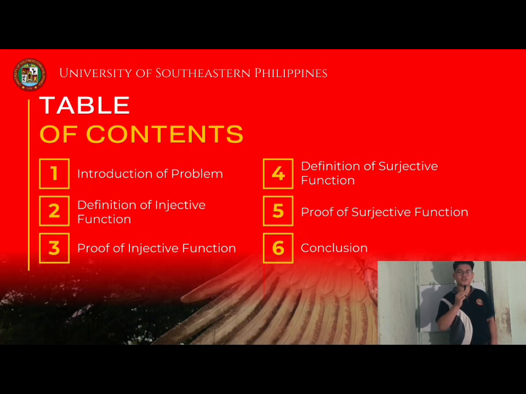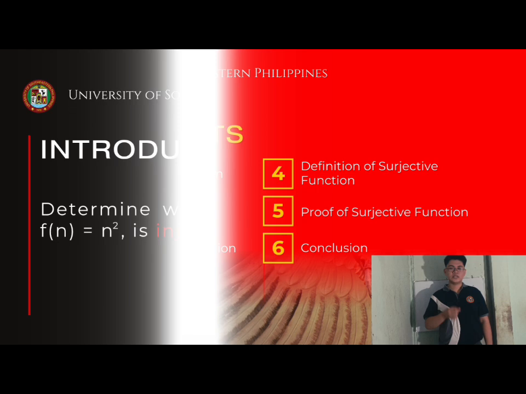To ensure that our presentation will have a smooth flow, we will follow the table of contents. First is the introduction of the problem. Second is the definition of injective function. Third is the proof of injective function. Fourth is the definition of surjective function. Fifth is the proof of surjective function. And lastly is the conclusion.